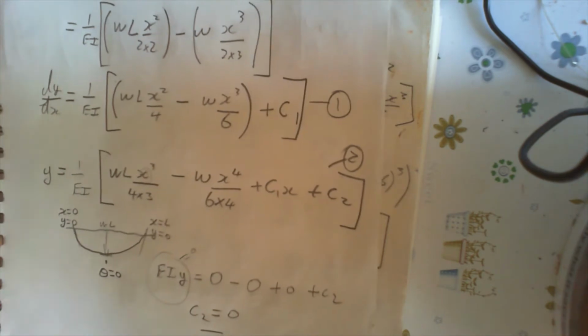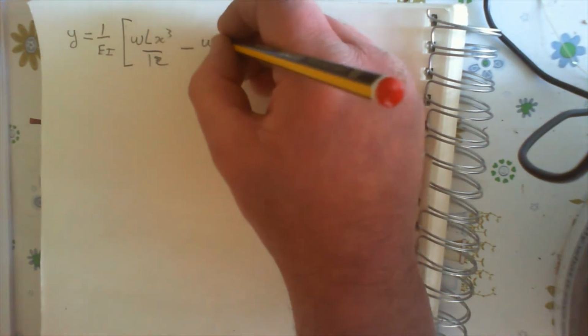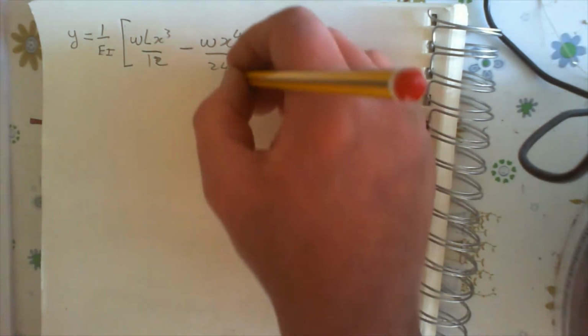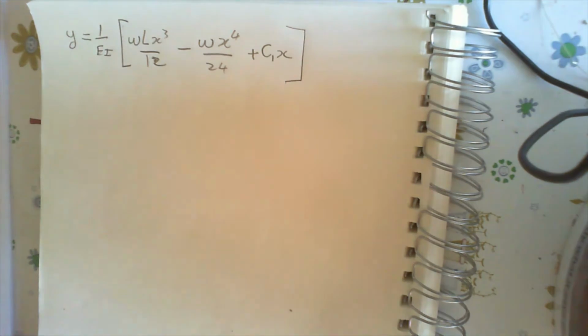Right. And then for our deflection equation, from equation 2, y is going to equal 1 over EI times omega, that's the load, sorry, length x cubed over 12, minus the load times x to the 4 over 24. That was right, because it was 6 times 4, plus C1x, because the C2 part is 0.